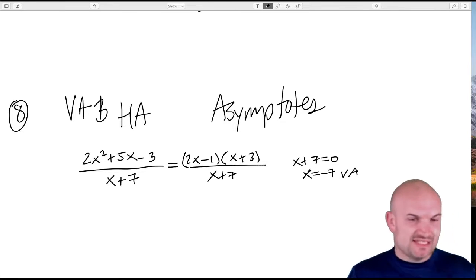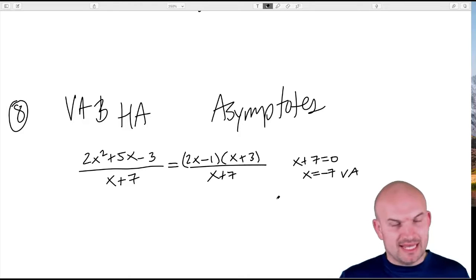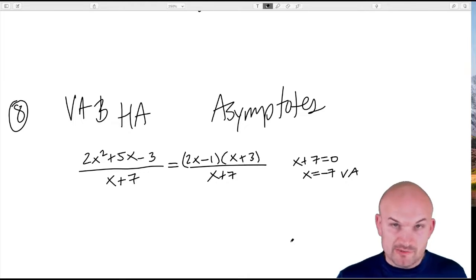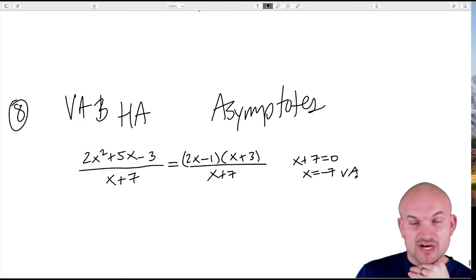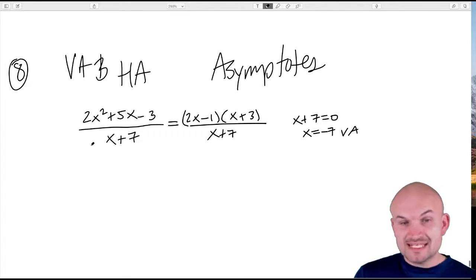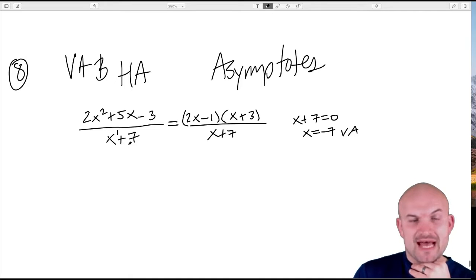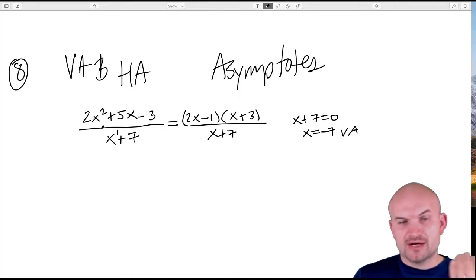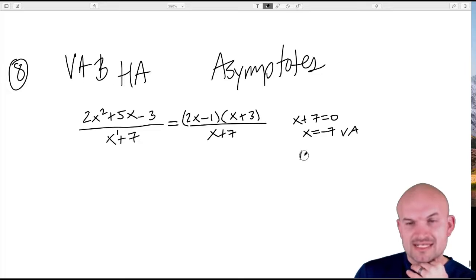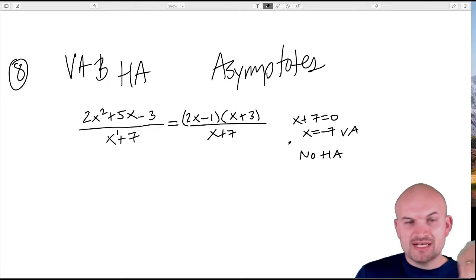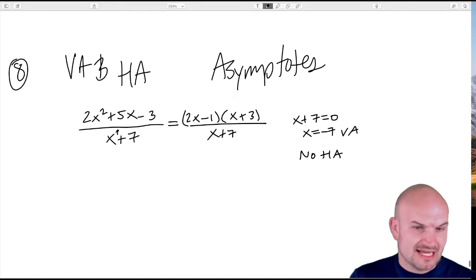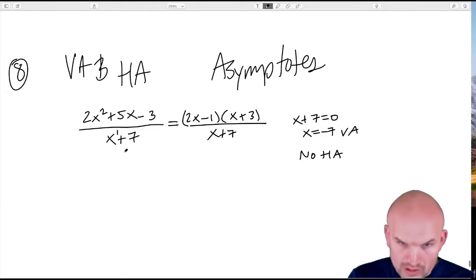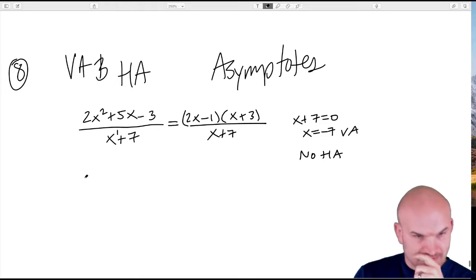If it does divide into it, then it would be a hole, which we'll talk about in a second. But anyways, we're going to have x equals -7 as our vertical asymptote. For our horizontal asymptote, when the degree in the denominator is smaller than the degree in our numerator, then we're going to have no horizontal asymptote, and therefore I'd want to look for holes or for slant asymptotes.